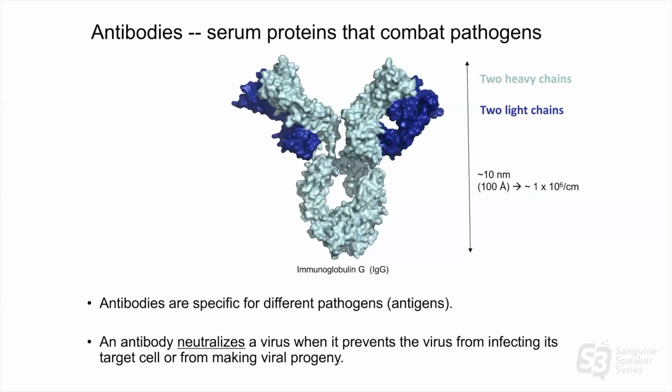Okay, I wanted to say a few things that I'm sure you already know about antibodies. These are proteins in your blood. They can also migrate into tissues. And the point of them is that you can make all kinds of different antibodies as a mammal. They're specific for antigens from different pathogens. And an antibody, for the terminology here, can neutralize a virus when it stops the virus from infecting the target cell. And then that means it can't make any viral progeny.